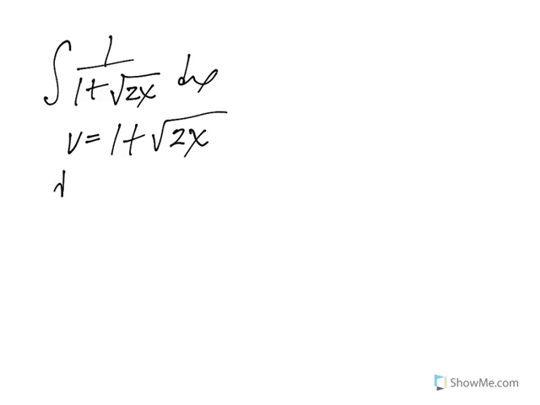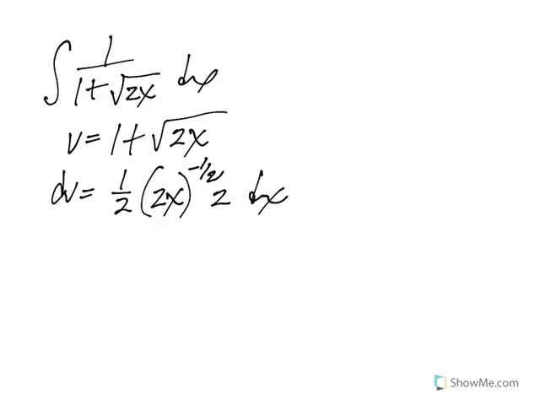So just like normal u substitution, what I'm going to do now is derive. Remember, it's chain rule for this second part here. 1 goes to 0. That second part there goes to 1/2 times 2x to the negative 1/2 times the derivative of the innermost function, which is 2, times dx. These cancel. So what I get is du is equal to 1 over root 2x dx.